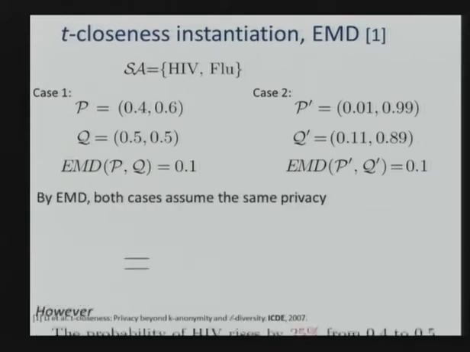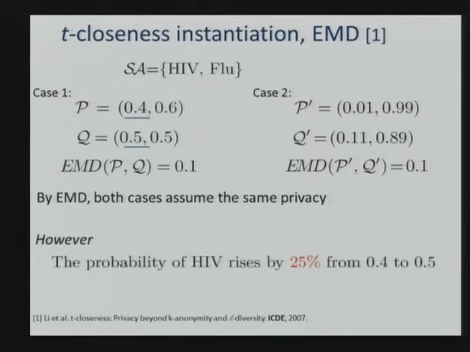However, if we consider the relative distance, from 0.4 to 0.5, the rise is 25%. However, in case 2, from 0.01 to 0.11, the probability of HIV rises by 1000%. So actually, case 2 provides a much lower privacy guarantee. However, by T-closeness, they are the same.